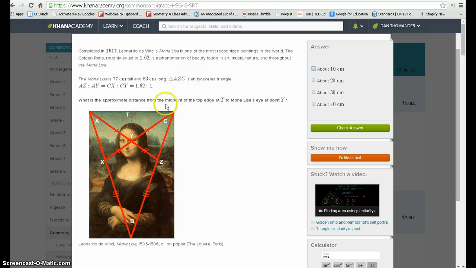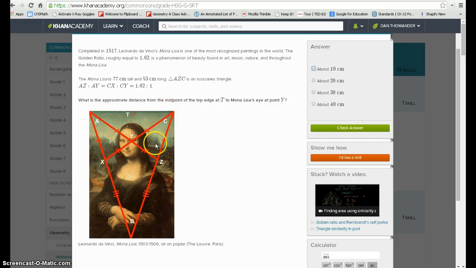And then triangle AZC, this triangle here is isosceles. So I'm guessing what that means is side AZ must be the same as side CA. Those two have to be the same. For AZC to be an isosceles triangle, we need two lengths to be the same.